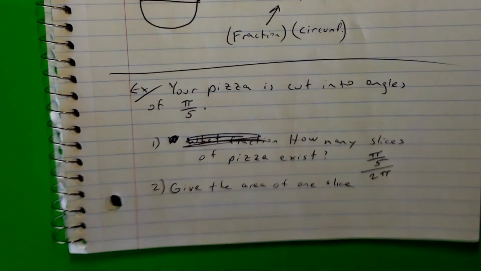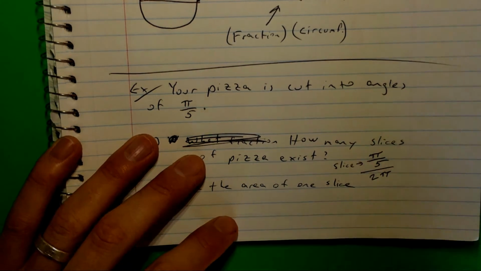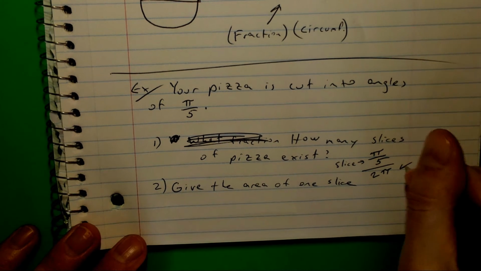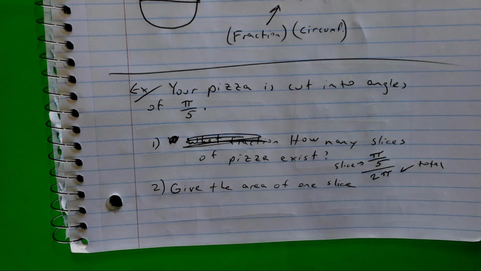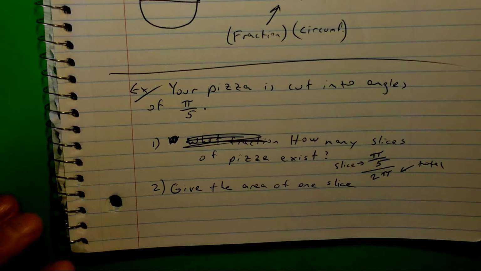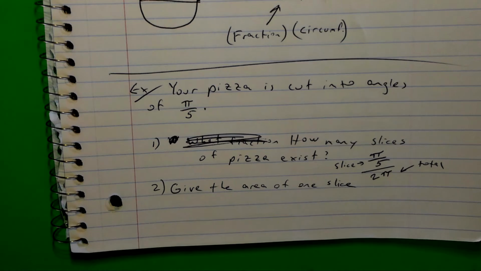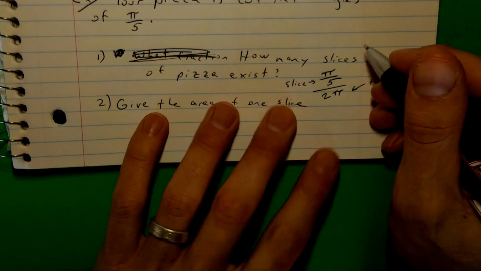Okay. So the slice, we put that number on top. And then the total, we can put on the bottom. That gives us a fraction. Now, I can reduce that fraction, and I can figure out how many slices of pizza there are. So, I didn't leave myself much room here. So we've got pi over 5 divided by 2 pi.